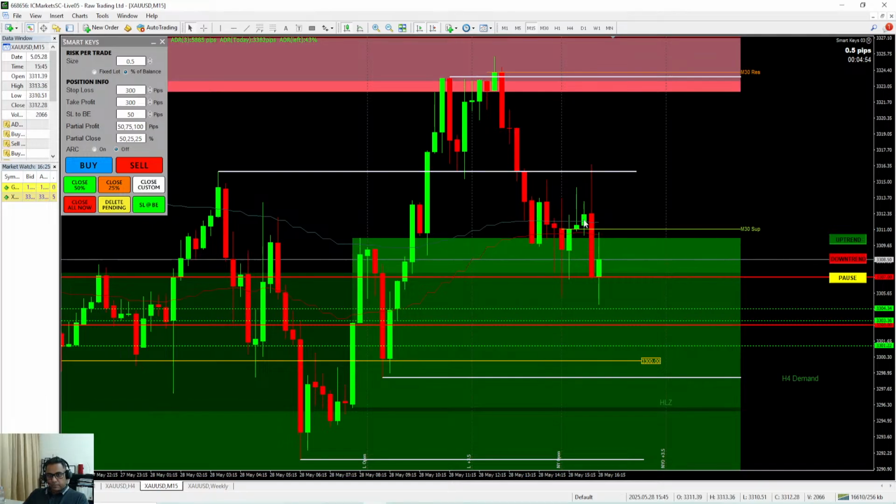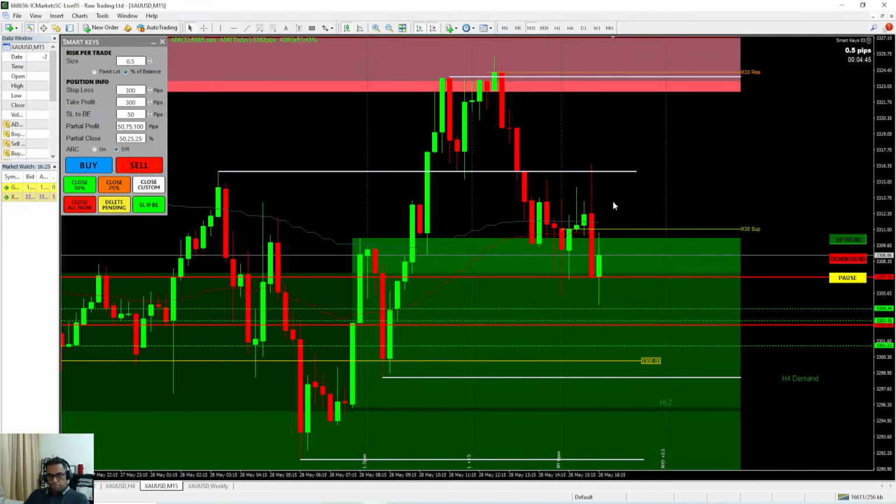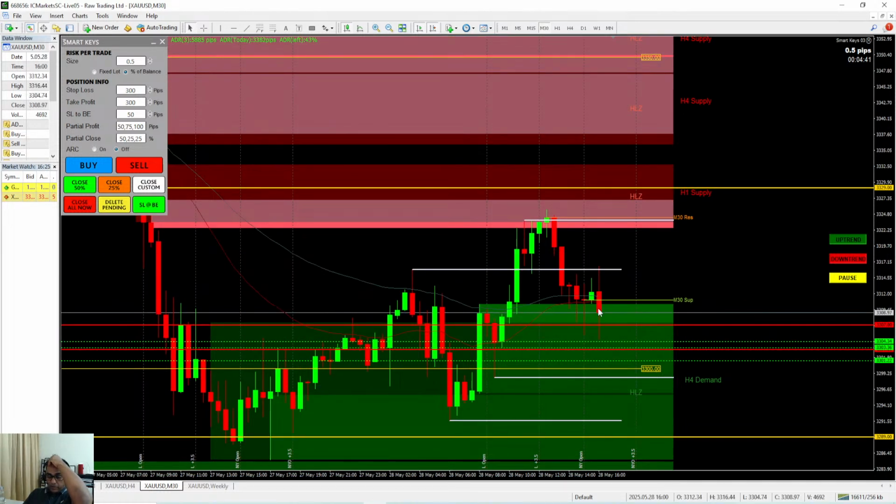EMAs are still completely straight. Look at that. It's just no volume. You can't sell even if we form 30-minute resistance here. You can't sell.